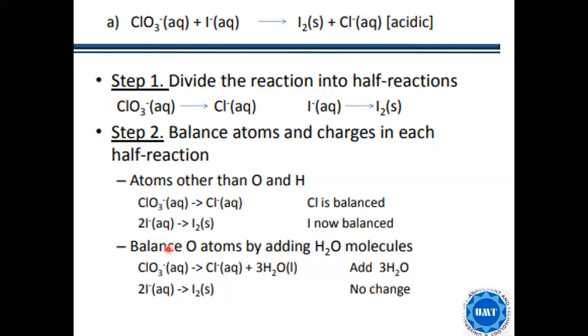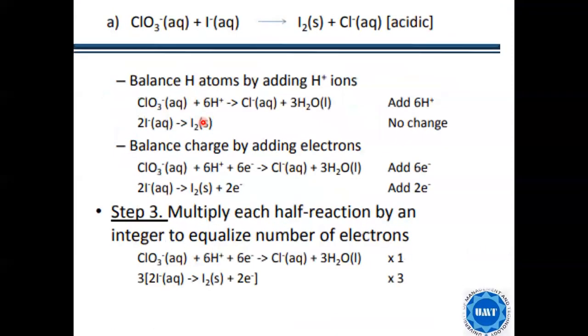Then we have to balance the oxygen by adding water. We have to add water on the right side of the oxidation half reaction, and the other reaction will remain unchanged. The next step is balancing the hydrogen by adding protons. Here we have added protons to equalize the hydrogen, and there it will remain unchanged.